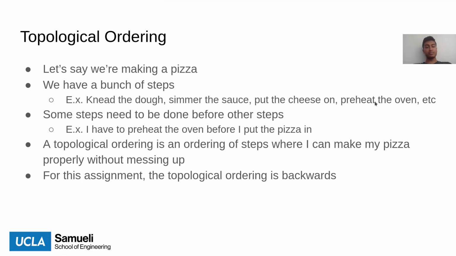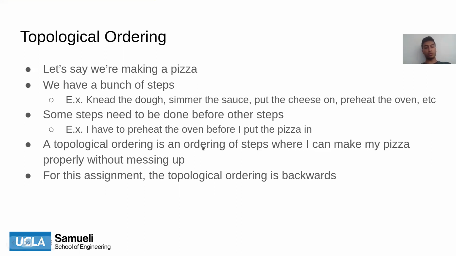And the thing is, some steps need to be done before other steps. Like I have to preheat the oven before I put the pizza in. I have to put the tomatoes in the pot before I simmer the sauce. And these are dependency relationships. You can think of them as parent-child relationships in Git, because I need to preheat the oven before I put the pizza in, just like one commit needs to come before another commit to make my code base work properly. So a topological ordering is an ordering of steps which respects all of these parent-child relationships, where I can make my pizza properly without messing up.